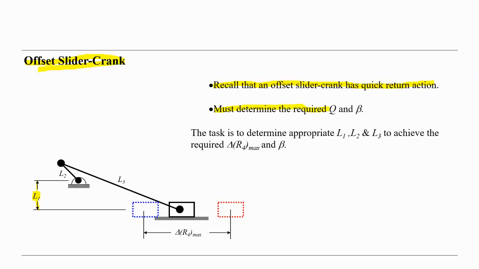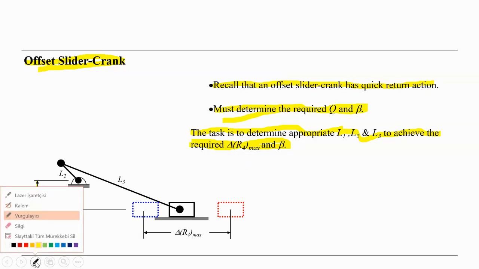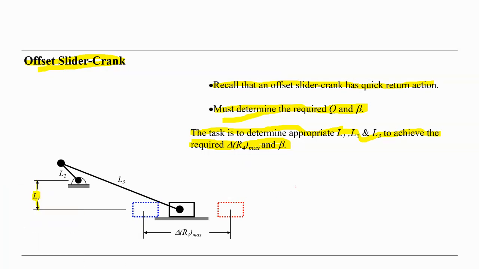But we must determine the required time ratio and the imbalance angle. So the task is to determine the appropriate L1, L2, and L3 to achieve the required stroke and the imbalance angle. So the time ratio must be given.